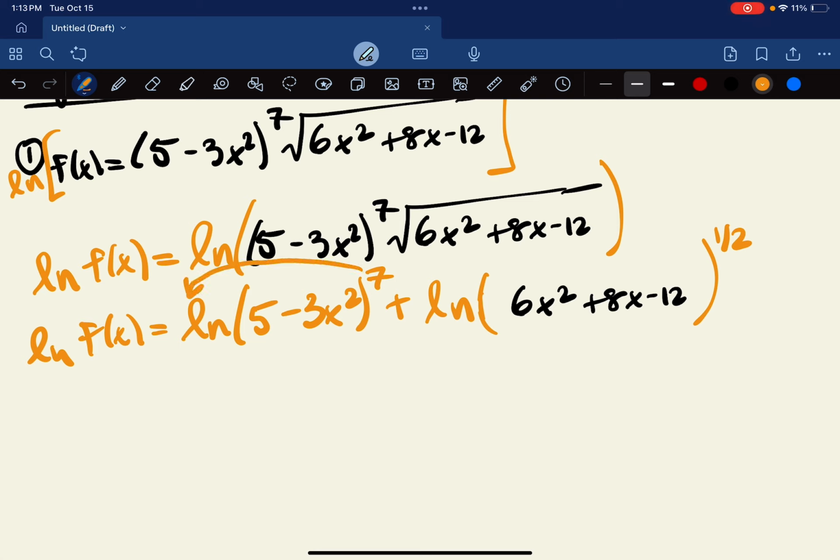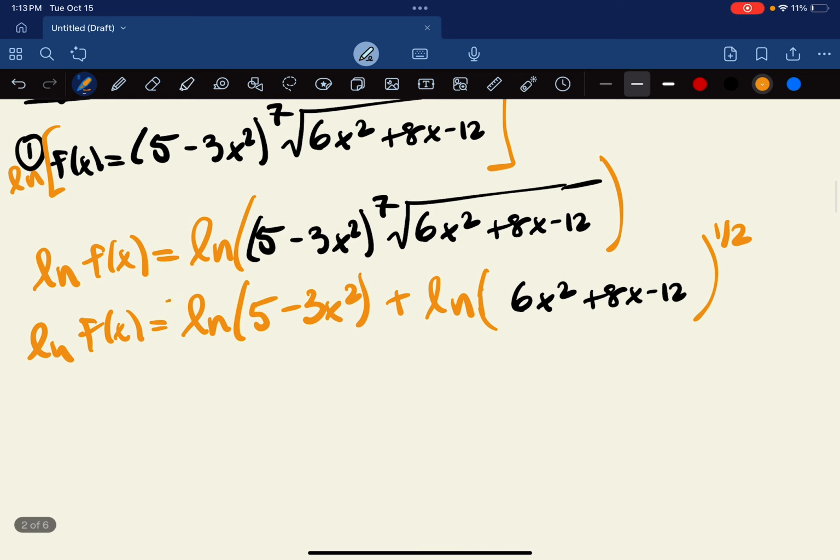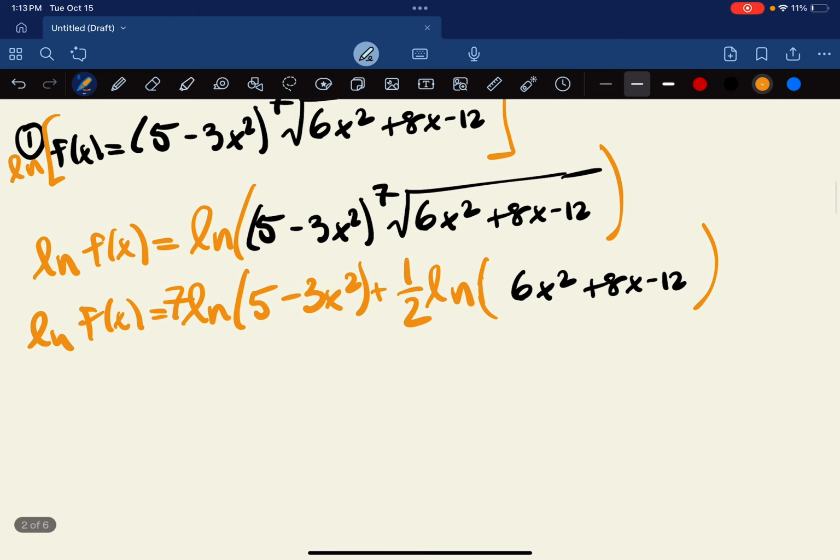So this 7 can come down in front of this ln. We could bring the 7 down in front here, and then we can do the same thing with this 1/2. So it just comes down in front. And then now we can take the derivative of it.